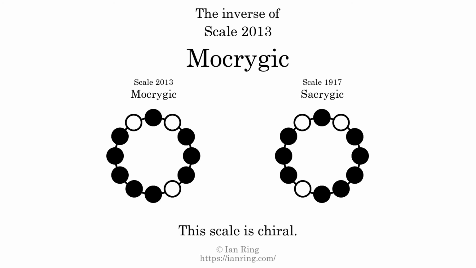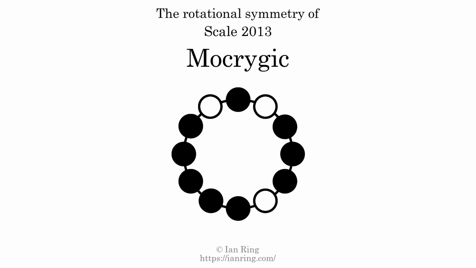The inverse of a scale is a mirror image. It is what you get when the sequence of intervals is reversed. The inverse of this scale is scale 1917, also known as Mocrygic. This scale is chiral. It cannot transform into its inverse by rotational transformation. This scale has no rotational symmetry.